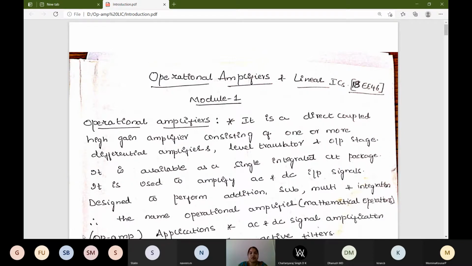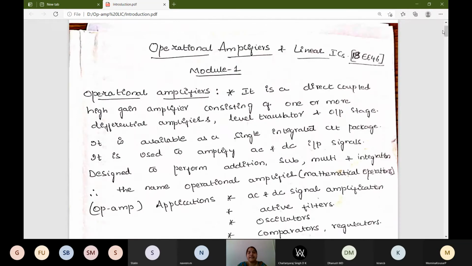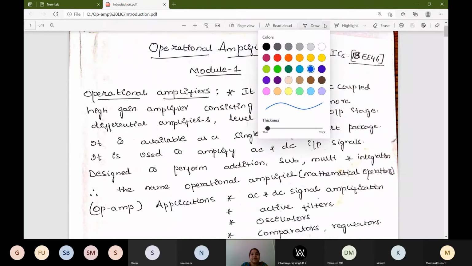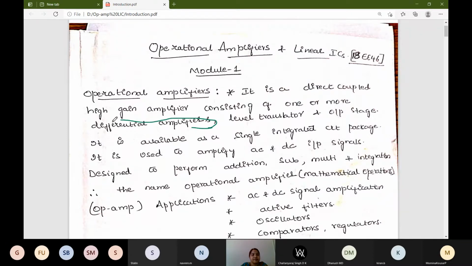It consists of one or more differential amplifiers, level translators and an output stage. That is the block diagram of this amplifier. It has differential amplifiers, and that is important. What we mean by a differential amplifier is that it amplifies the difference between the signals. It will amplify the difference between the two input signals. So this is important: differential amplifiers.